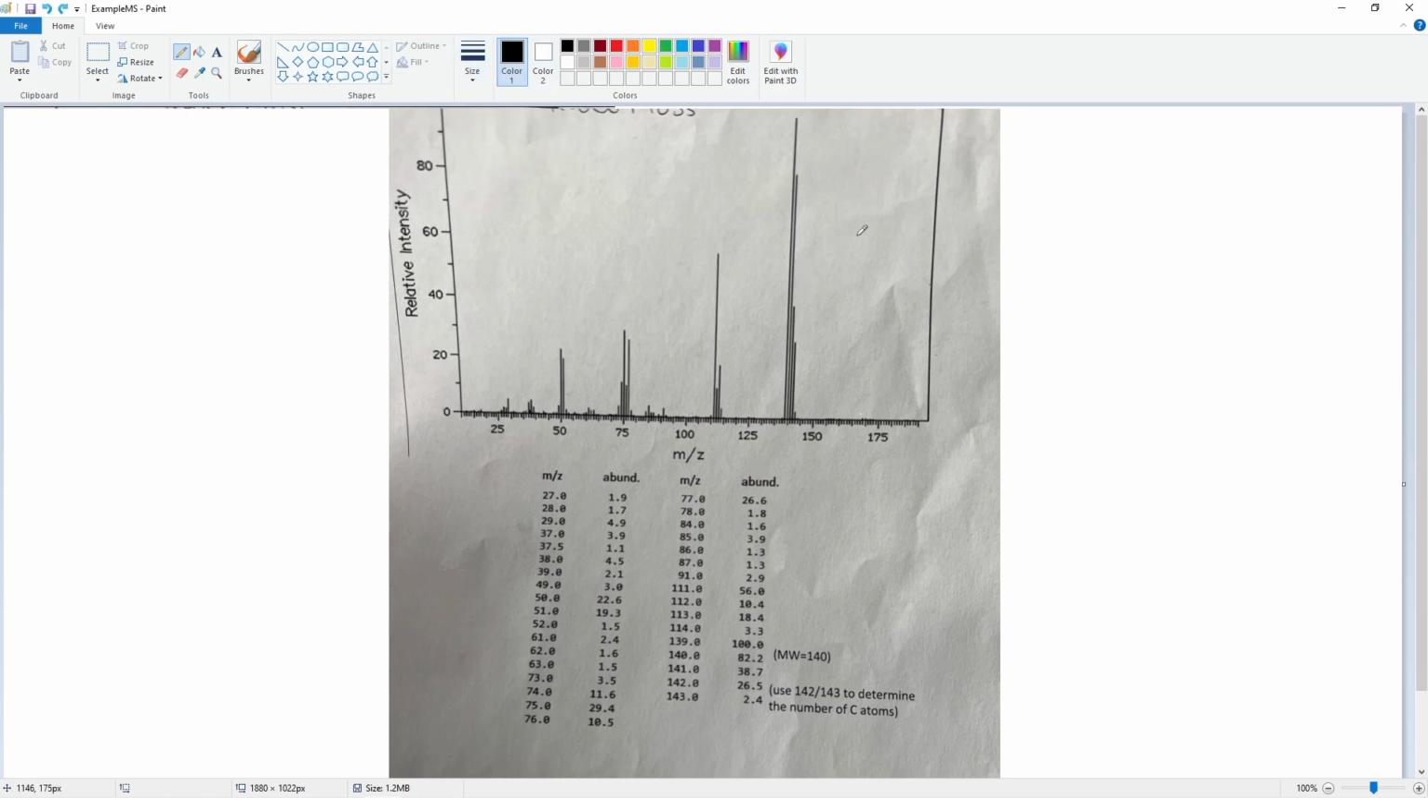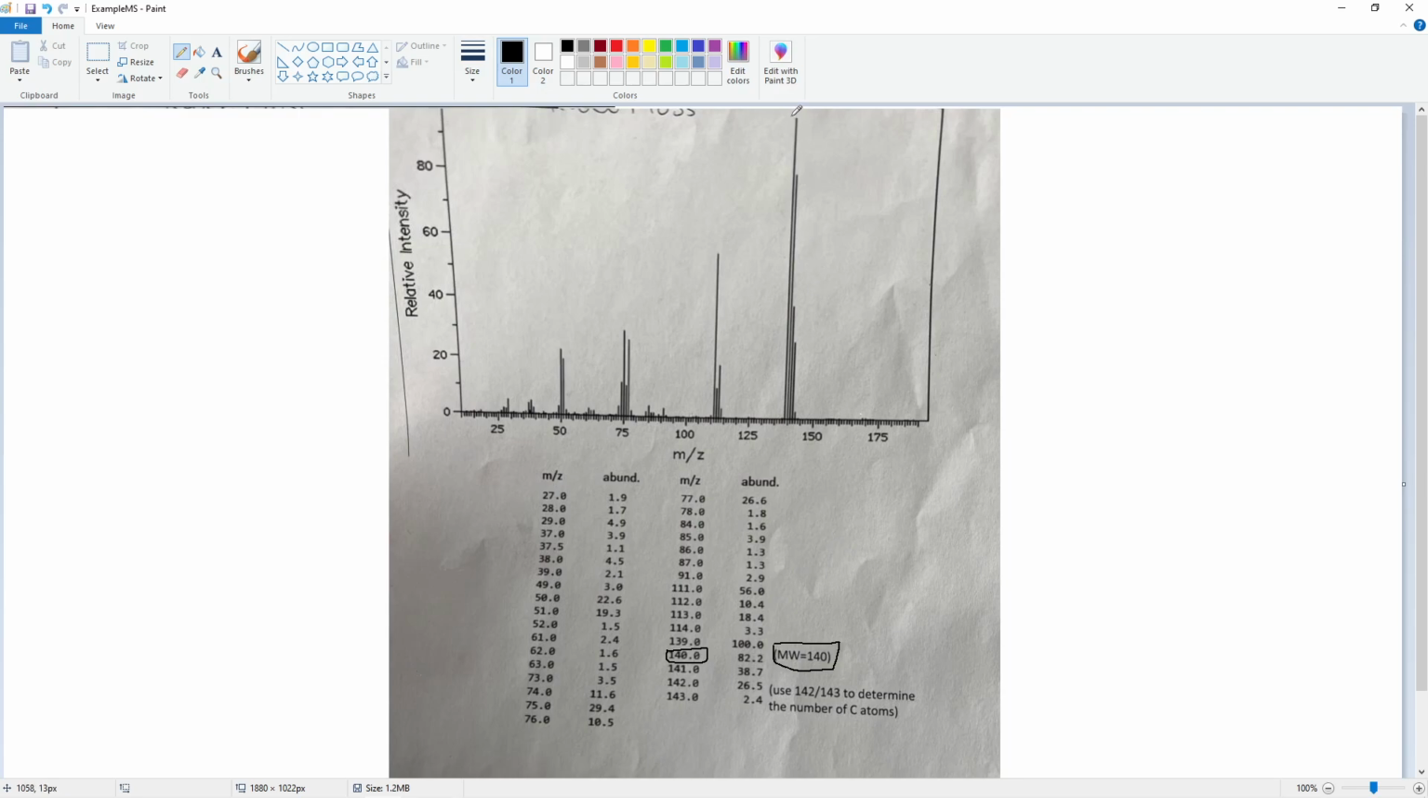The first step that I would recommend is getting your molecular weight. Normally, that's going to be the biggest peak in the rightmost group, but for some reason, that's not the case with my MS. So my TA has just given me the fact that the molecular weight is 140. So this means that 140 is your molecular ion peak, which is going to be important when you're calculating the amount of carbons you have in the future.